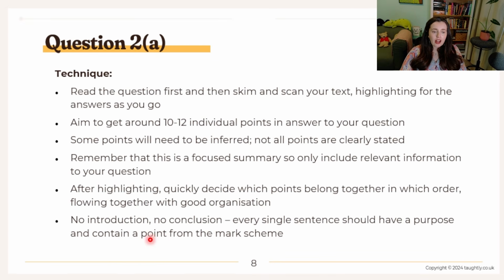In other words, it should have a point in it from the mark scheme. If you have a sentence that doesn't have a point from the mark scheme, that's probably extra irrelevant information that you didn't need to include. So strictly no intros and no conclusions.